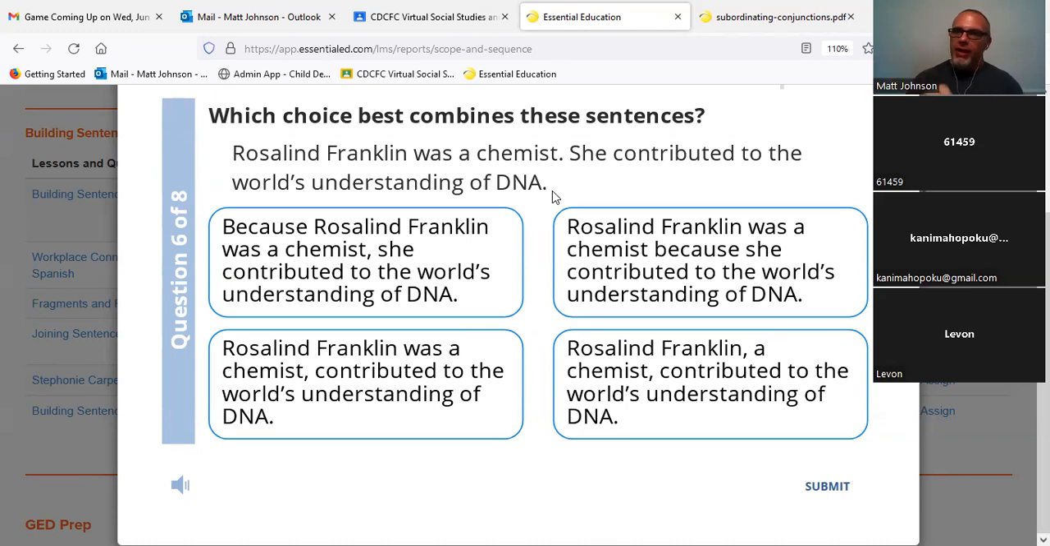The intervening phrase there, that interrupting phrase, they made one independent clause out of that. Rosalind Franklin, a chemist, contributed to the world's understanding of DNA. Interrupting phrases, right, often add a bit of information. So instead of making "Rosalind Franklin was a chemist" an independent clause, they removed that and made "a chemist" an intervening or interrupting phrase in there.